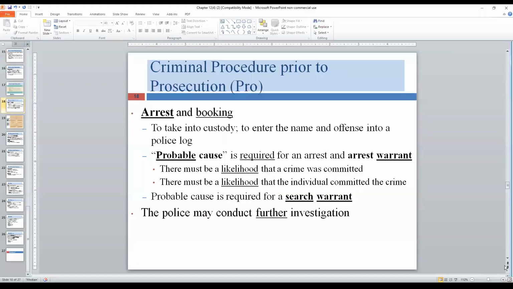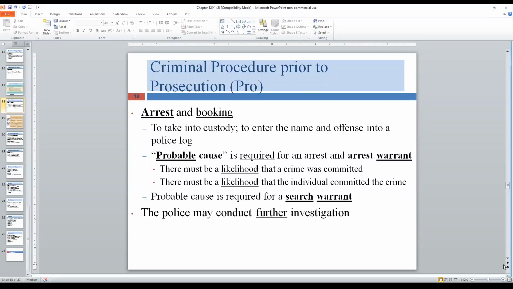So here we're going to start on the procedural side of things, and from here on out, we'll primarily be discussing procedure. So how does the criminal procedure system work? Much of this is going to be familiar to you if you've ever watched an episode of Law and Order or any other show that involves police officers and or district attorneys.